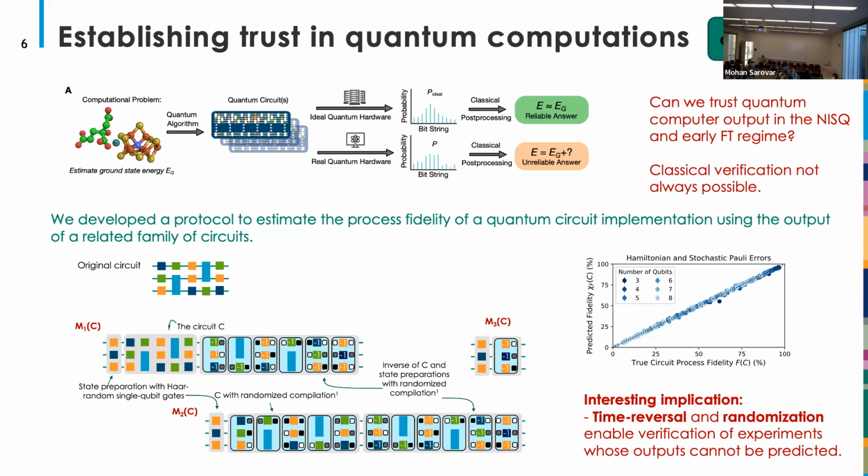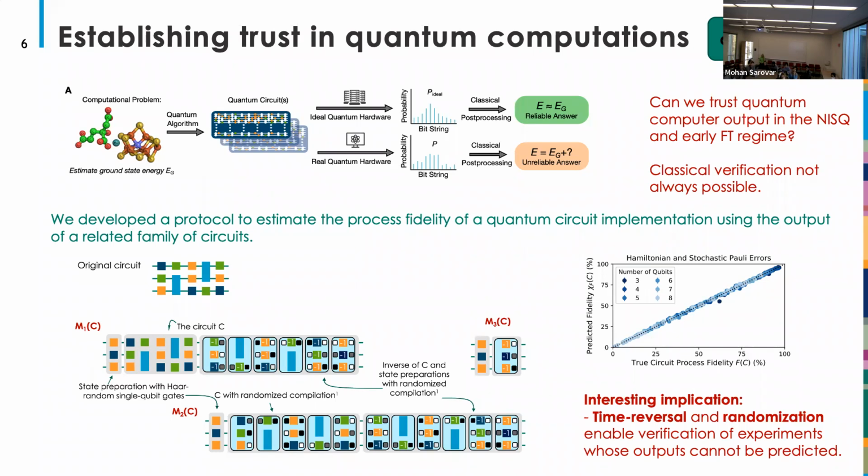So instead, you randomize the backward component, which effectively prevents these error cancellations. And then, in addition, if you randomize the forward component as well, you can take the success probabilities of each of these circuits, the probability that you reproduce the string that you start off with, and compute a quantity that's a very good estimate of the true process fidelity of the original circuit.